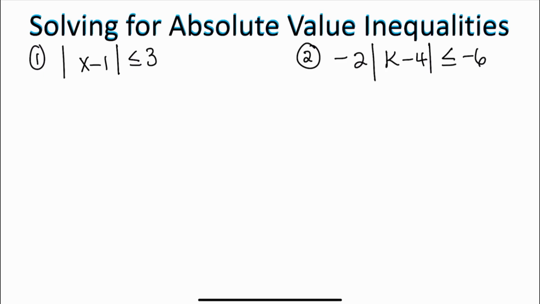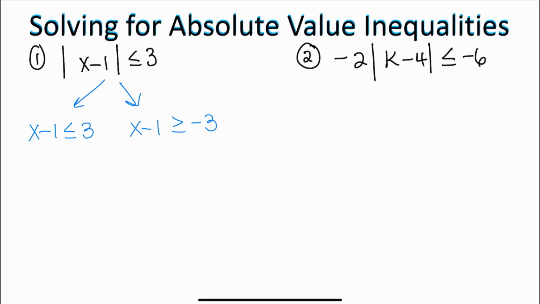This video is on solving for absolute value inequalities. The first thing that you want to do is make sure that your absolute value is isolated. In question number 1, notice that I'm going to now create two problems because this absolute value is in fact isolated. So I'm going to write x minus 1 is less than or equal to 3. Then I'm going to write x minus 1, switch the inequality, and change the sign of whatever comes after.